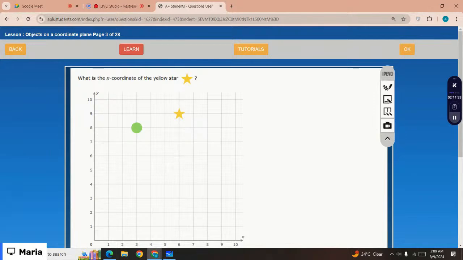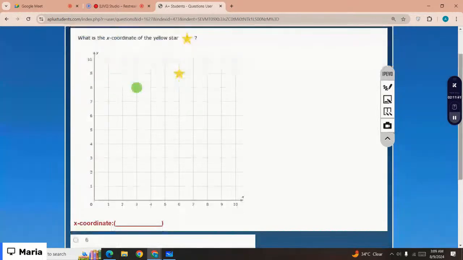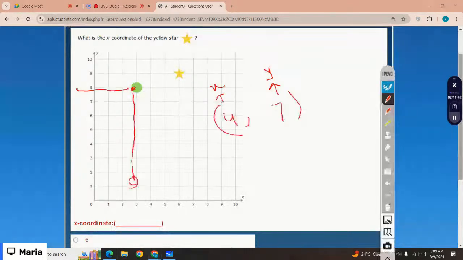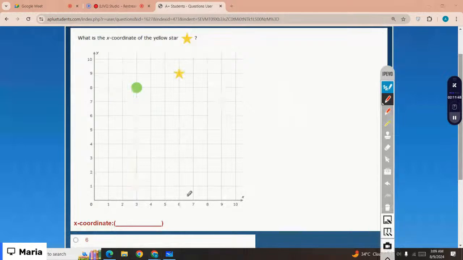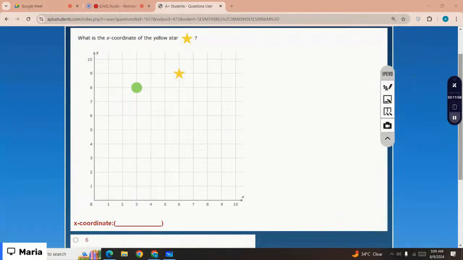Okay, what is the x coordinate of the yellow star? So which is the correct option? You have to see the x coordinate. Here is yellow, match it to the x-axis. So the x coordinate is 6. So the correct option is 6. Got it?